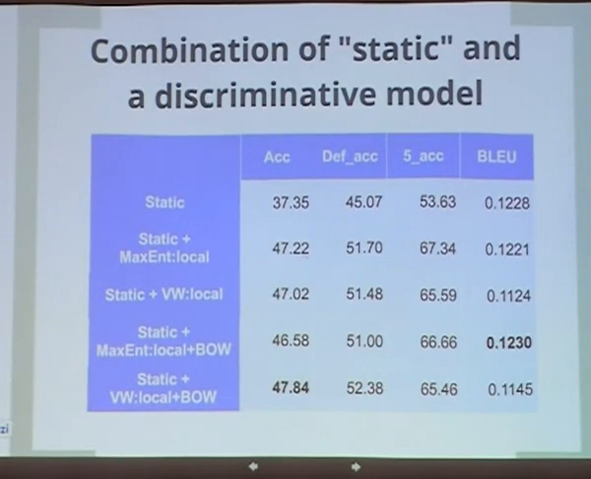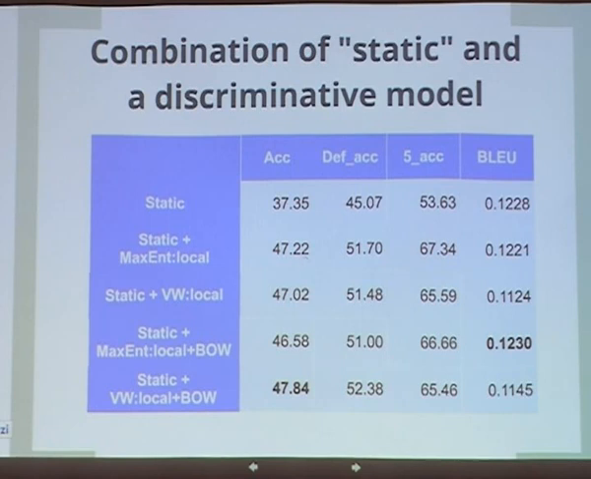So now it's going to be more funny and fuzzy. Because here is the evaluation of static plus discriminative model. In intrinsic evaluation, everything is okay. Static plus Vowpal Wabbit, local plus bag of words is the best. But in extrinsic evaluation, everything gets shuffled, and now one of the best is static. And I really don't understand this.